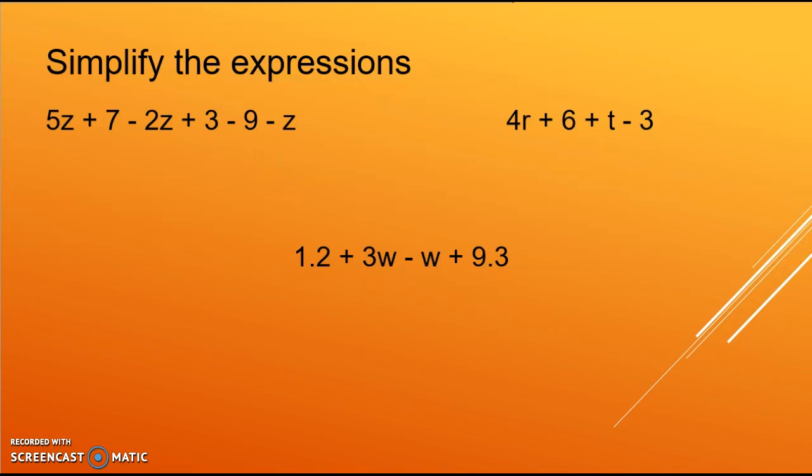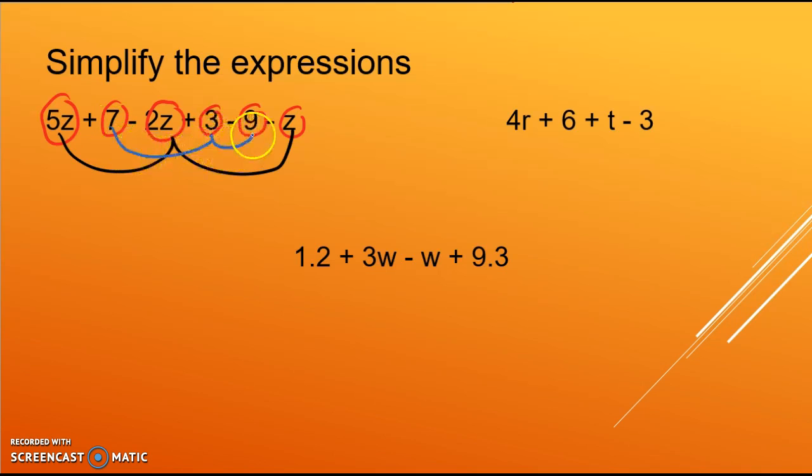For our second slide for simplifying these expressions, I'm going to again circle my like terms. So I have 5z, 7, 2z, 3, 9, and z. I'm going to chain all of my like terms together. So 5z, 2z, and z, they all have z's. And then I'm going to combine my other pair of like terms, 7, 3, and 9.